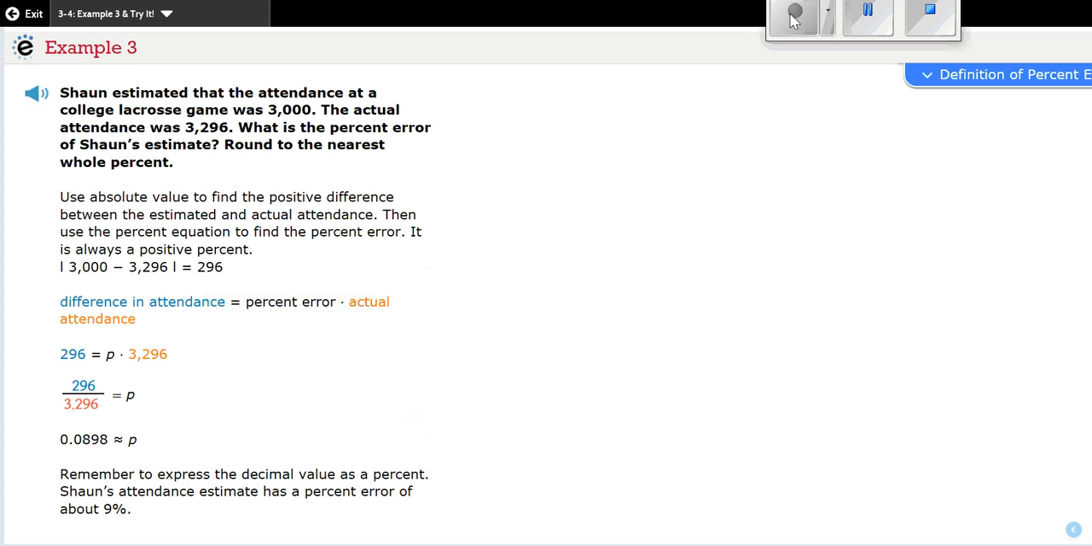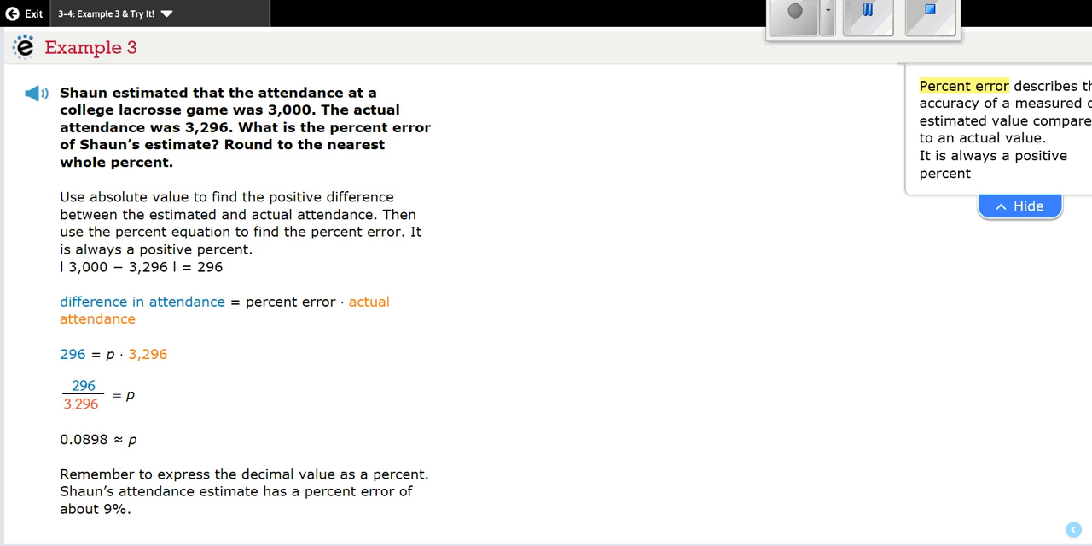As you look at example 3, we add in a new concept called percent error. It looks like my window is cutting it off a little bit. It says percent error describes the accuracy of a measured or estimated value compared to an actual value. It's always a positive percentage, and to make sure of that, we're going to add in the idea of absolute value. Let's take a look at how this works. Sean estimated the attendance at a college lacrosse game was 3,000. The actual attendance was 3,296. What is the percent error of Sean's estimate? Round to the nearest whole percent.